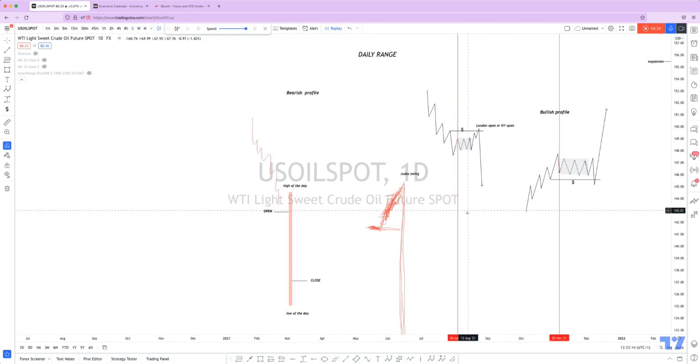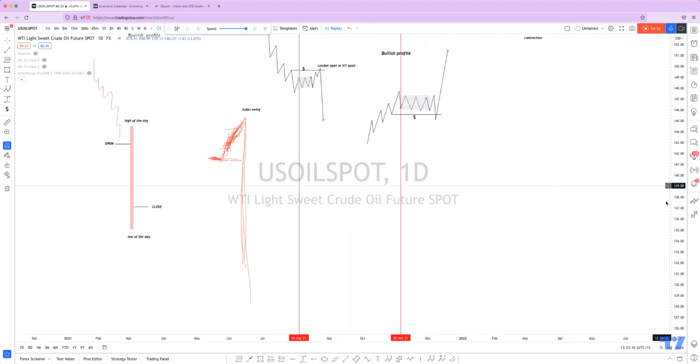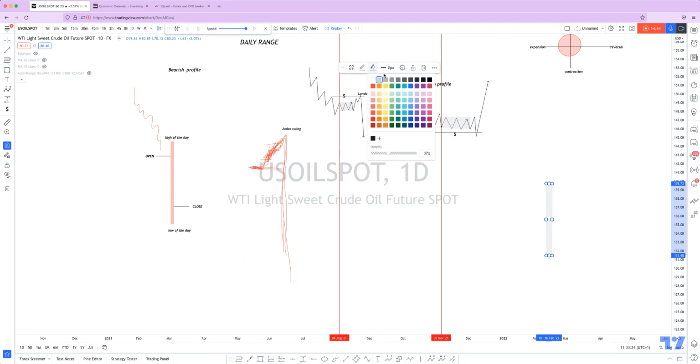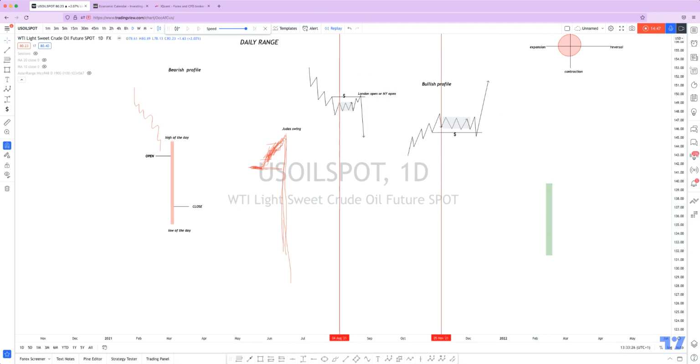You understand? So this is a bullish profile. So what do you expect in a bullish market? In the same way, in a bullish market, what we expect to happen is that the market opens lower. You understand? The market opens lower here.